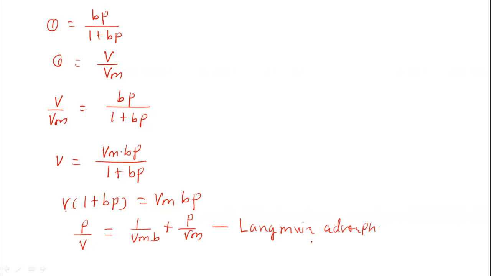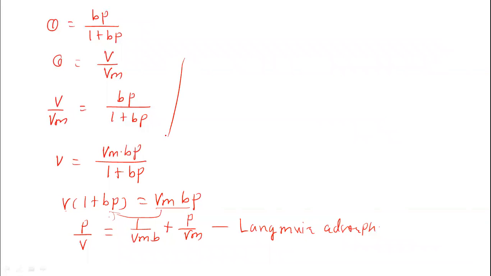So try to understand about this Langmuir's adsorption isotherm. Once again, you have to see the modification here. This term is taken on this side, and V should be on this side. So it is Vm upon B at the denominator.